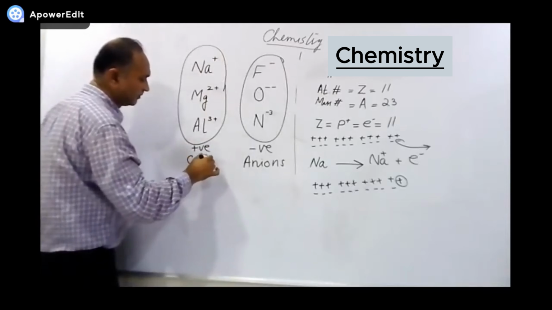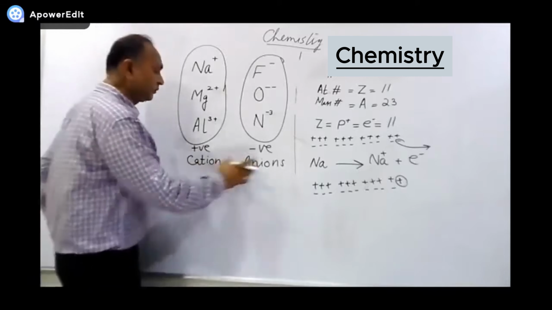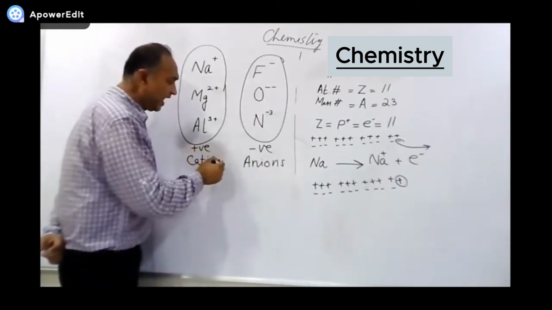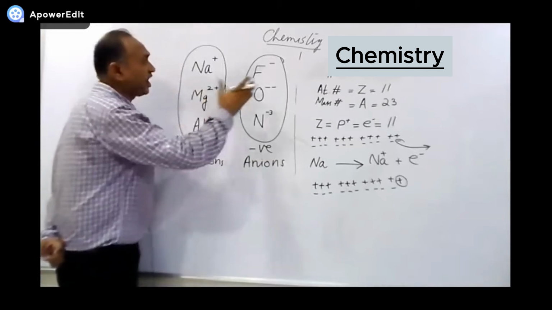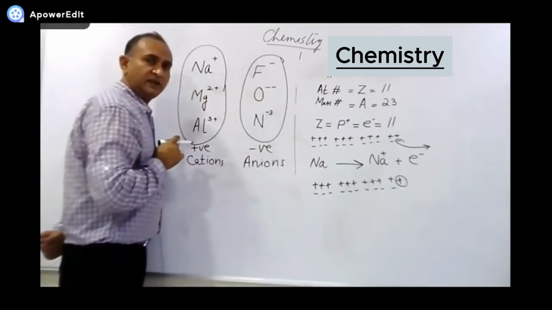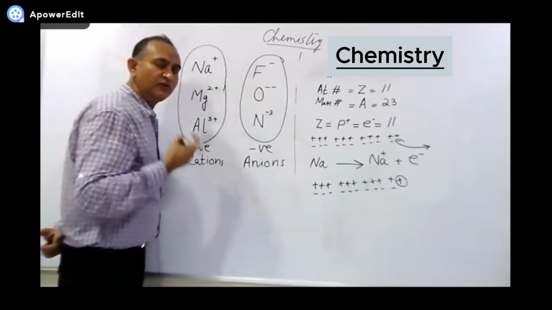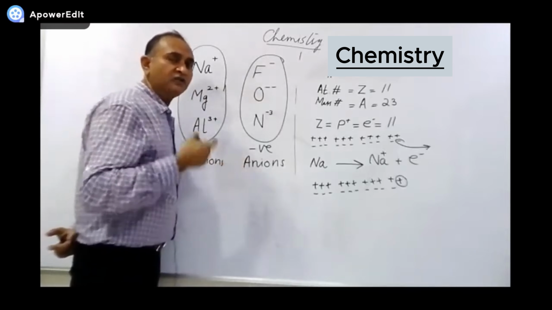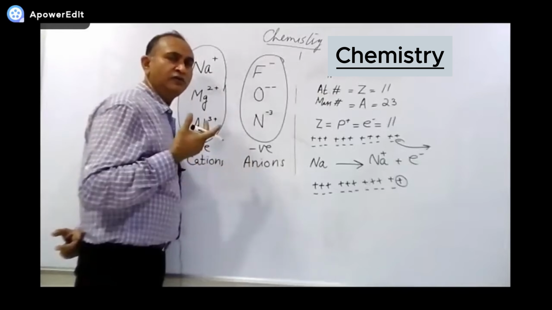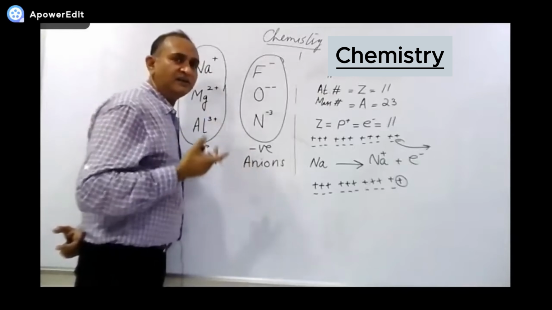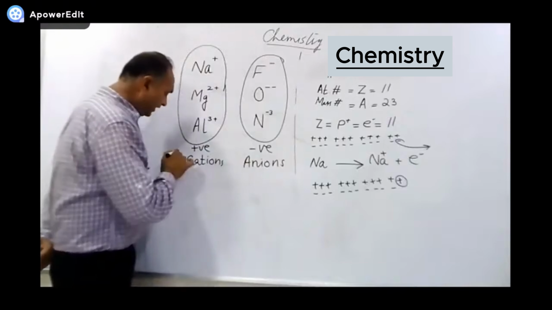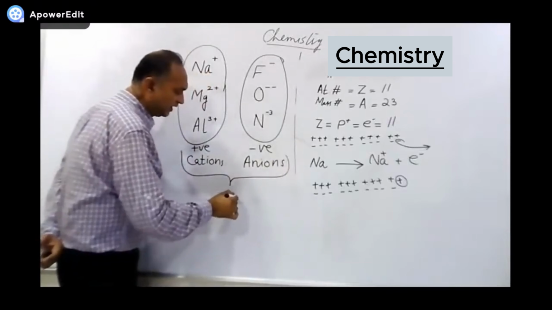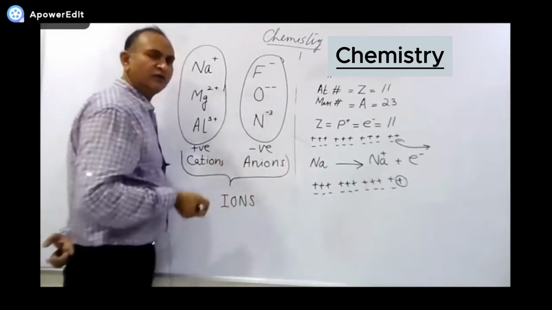cations. So what do you mean by cations and anions? These are the charged species. These are the atoms on which there is a charge, either plus or minus. Why? Due to the unbalancement of the number of electrons and protons. These two are collectively called ions.